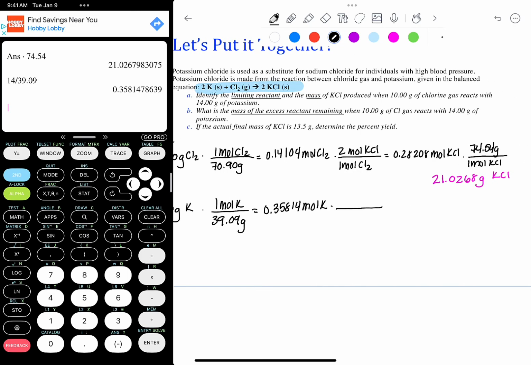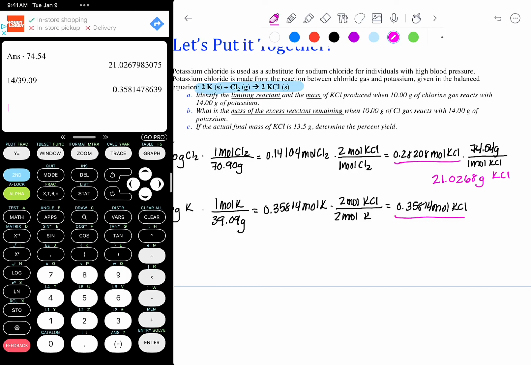So for every 2 moles of potassium used, we get out 2 moles of KCl. So we just get out 0.35814 moles of KCl. So again, if you didn't want to convert to grams just yet, you could see that this is a higher mole value than this. So that K is not going to be our limiting reactant, Cl2 is, but we can just finish out the problem.